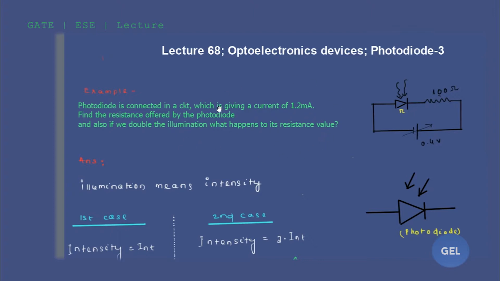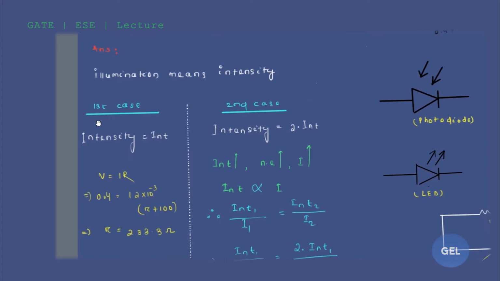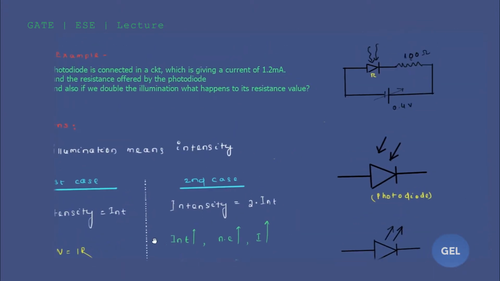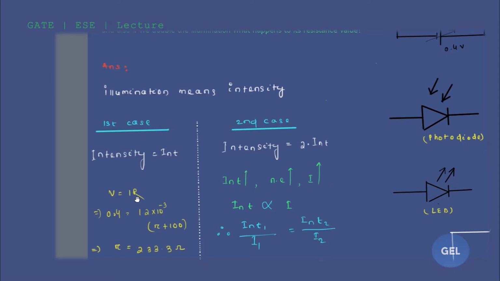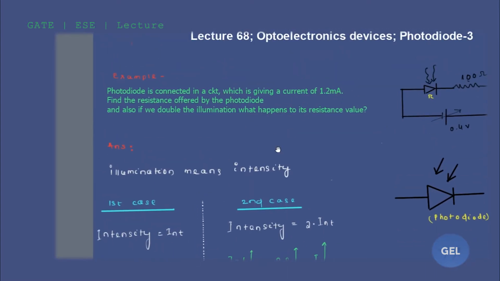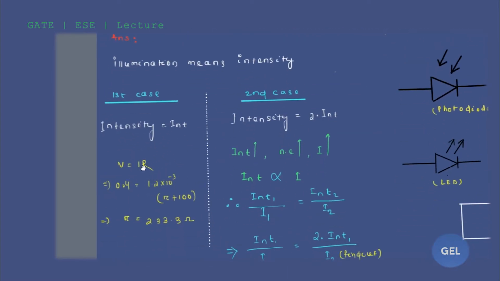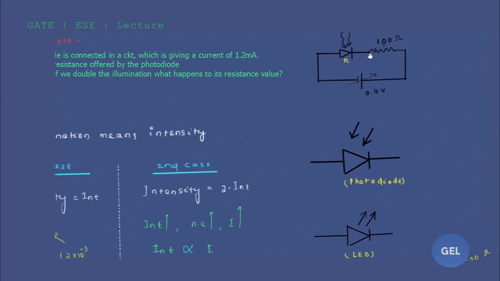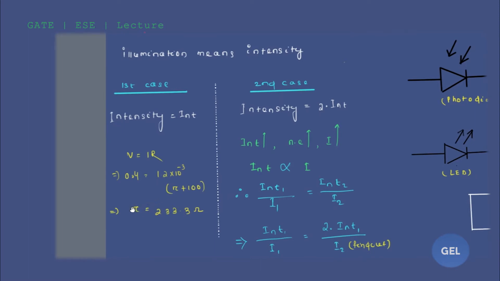Now I'm going to explain this to you through this question. There will be some clarity on this, and also we're going to discuss 2 to 3 note points. Let's see this carefully. In the first case, our intensity is INT. If you apply V equal to IR, V is given as 0.4, and the current value is given as 1.2 milliampere. It was your initial current value, and in place of R, I put R plus 100, because both are in series, right? So R is equal to 233.3 ohm.